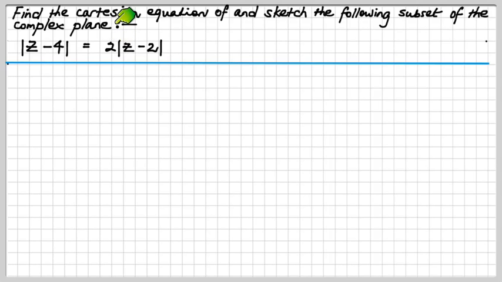Oh, shock horror, is it? Yes, it is a circle. Any number other than a 1 is a circle, right? I'll do it algebraically and I'll do it geometrically for you as well.